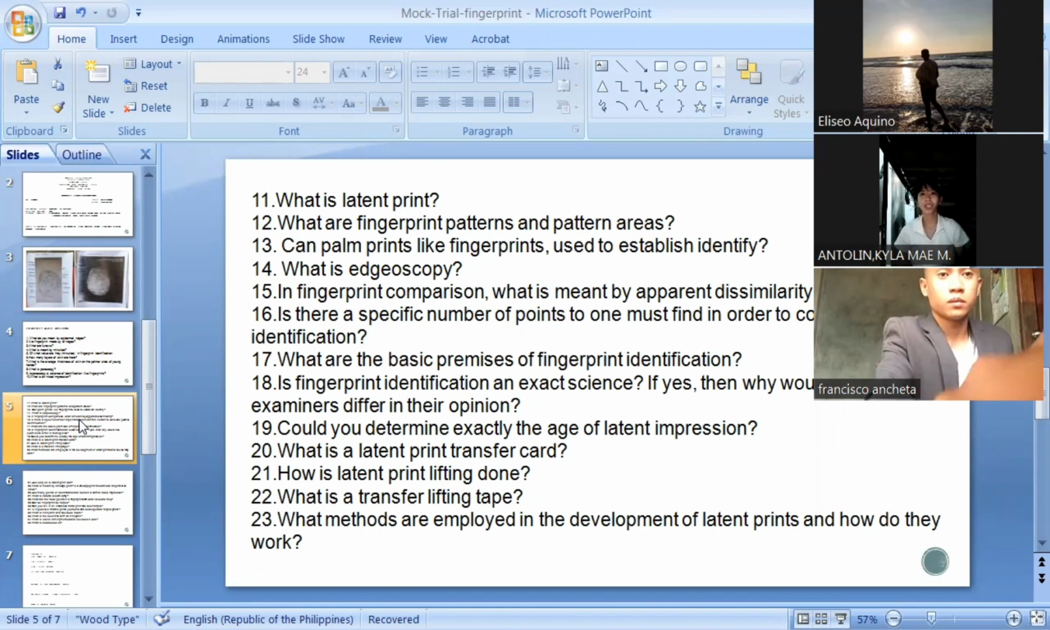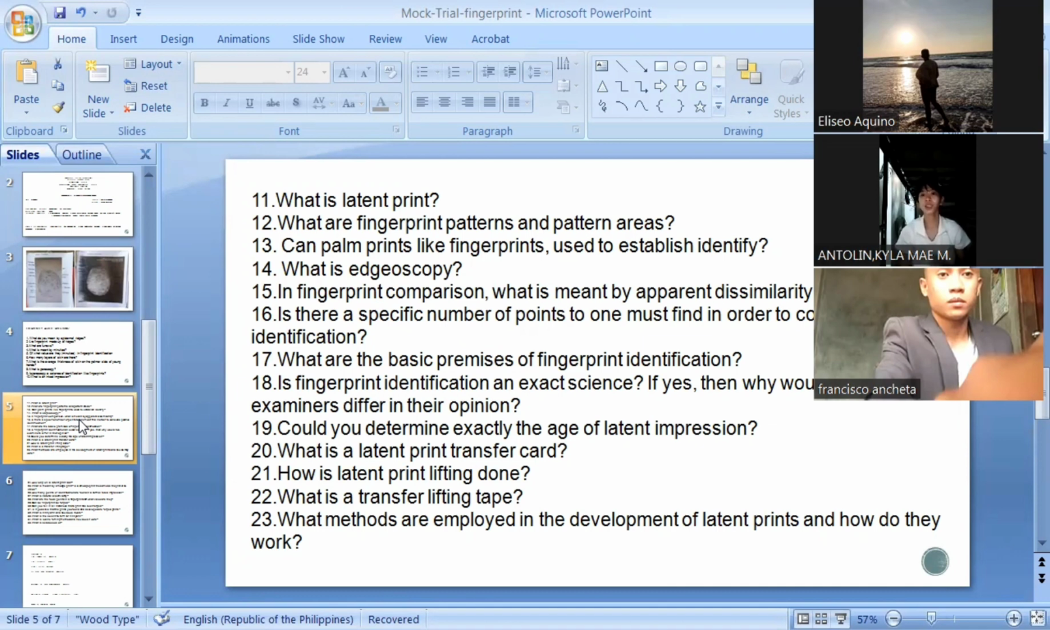21. Latent prints are transferred from surfaces to a suitable media for preservation and examination through a procedure called latent print lifting. 22. It is commonly used at crime scenes on various surfaces like glass, plastic, metal, or paper where fingerprints may be left behind by individuals involved in criminal activities.